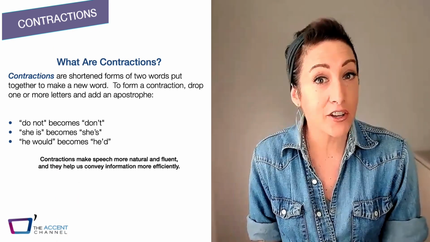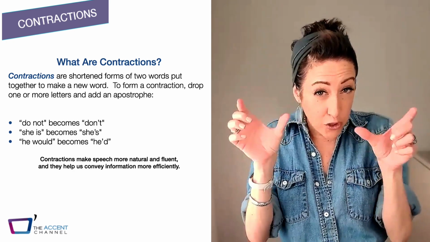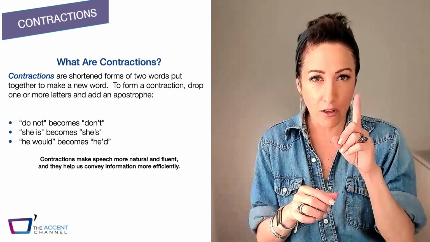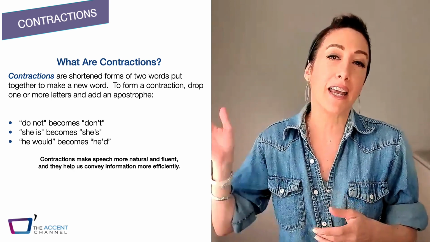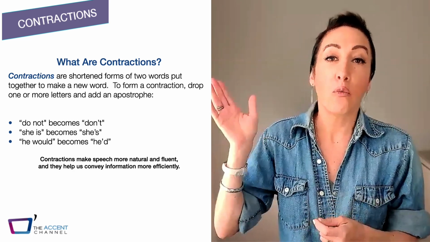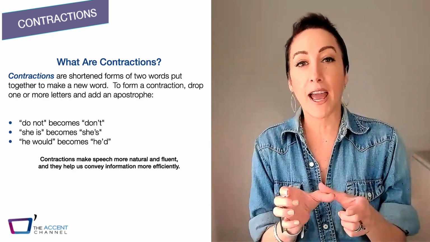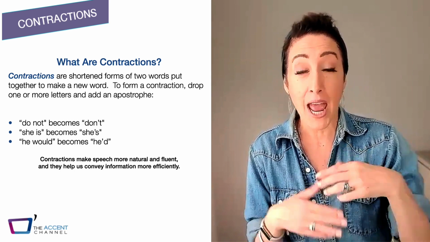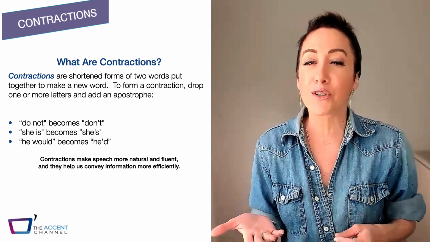What are contractions? Contractions are shortened forms of two words that we put together to make one new, shorter, more efficient word. So basically, to form a contraction, we delete letters of the two words, put them together, add an apostrophe to replace those deleted letters, and we get our contraction. It makes more sense when you look at examples, so let's do that.